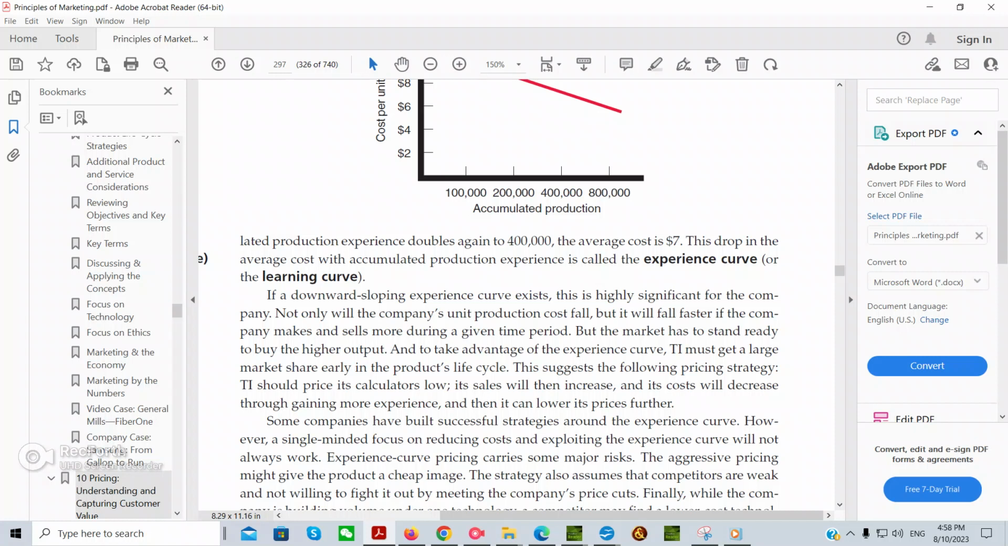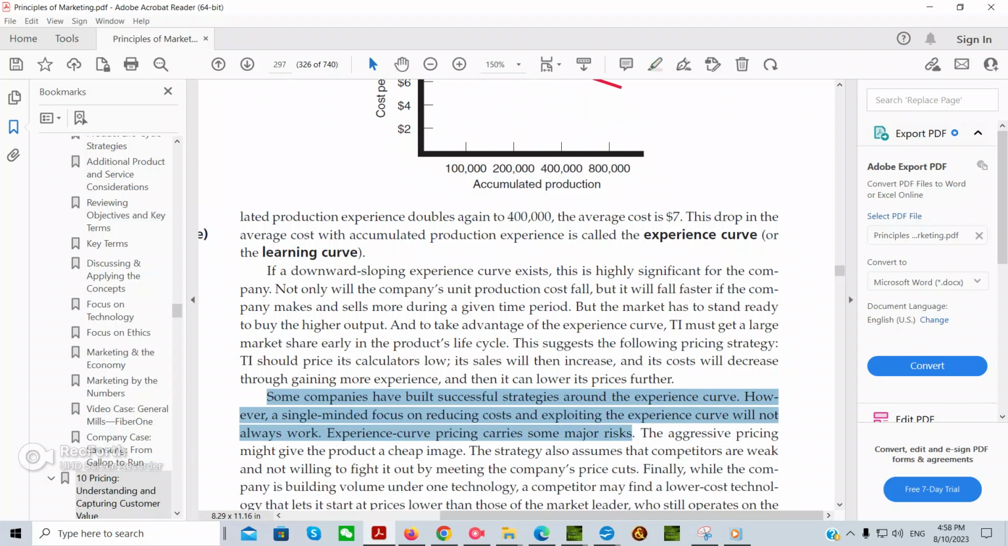Now, some companies have built successful strategies around the experience curve. However, a single-minded focus on reducing costs and exploiting the experience curve will not always work. Experience curve pricing carries major risks. Okay, first of all, the aggressive pricing might give the product a cheap image. Okay, so this is from a marketing standpoint. That might be the problem. See, you need to make it unique. Whenever you price it, you have to communicate value in such a way that you show the value of the product is more, not less.